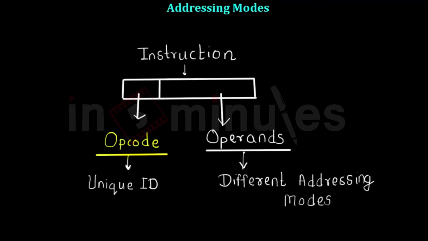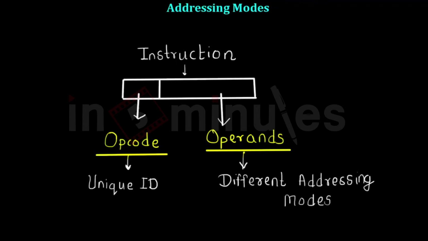The second field in the instruction is nothing but the operand field. Now this field provides the information about the operands. It also provides the information about the destination and other control bits as well. But in general, the information regarding the operands is provided in this field.